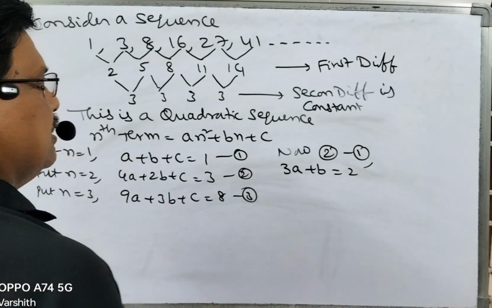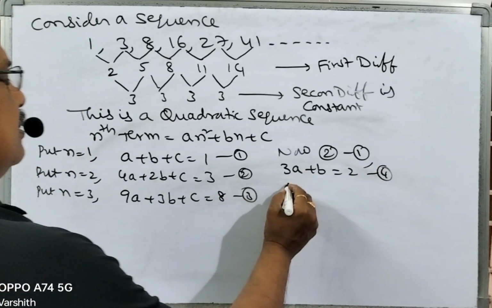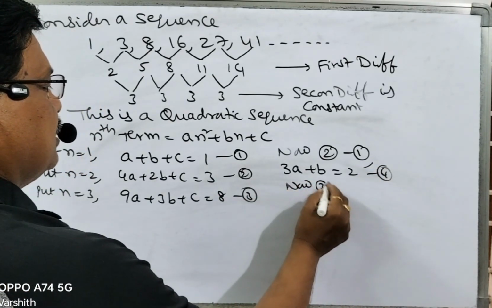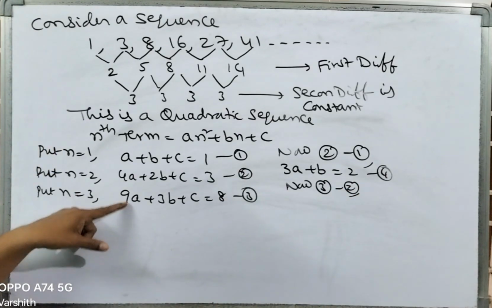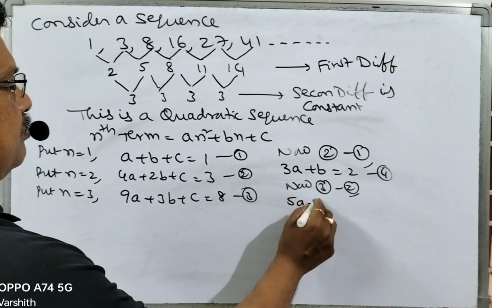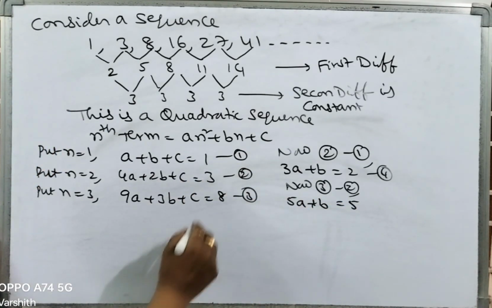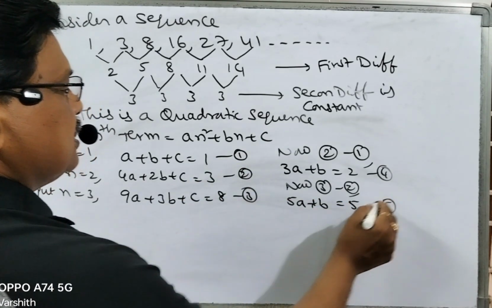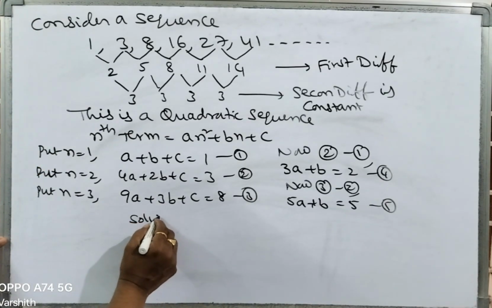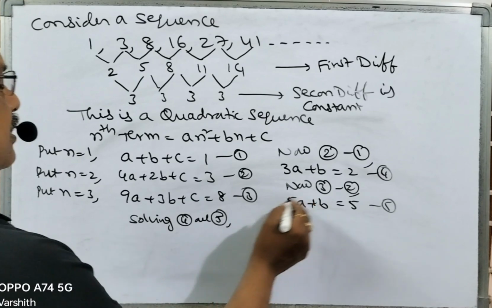We are going to get 3a plus b is equal to 2. Take this as the fourth equation. Similarly, now I am taking the third equation minus the second equation: 9a minus 4a is 5a, 3b minus 2b is b, c minus c is cancelled, and you are going to get 8 minus 3, which is 5. This is the fifth equation.